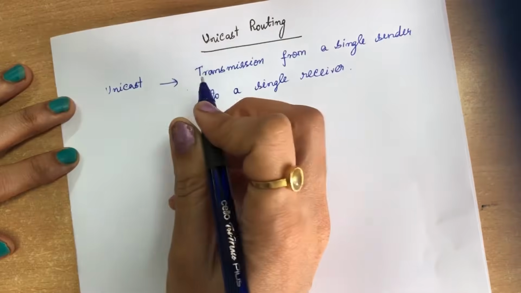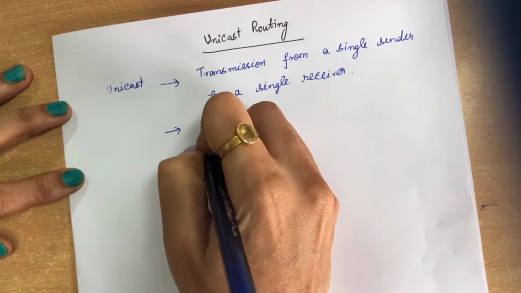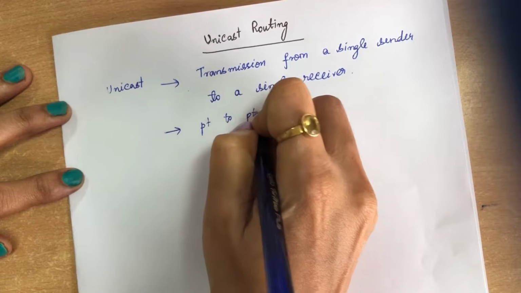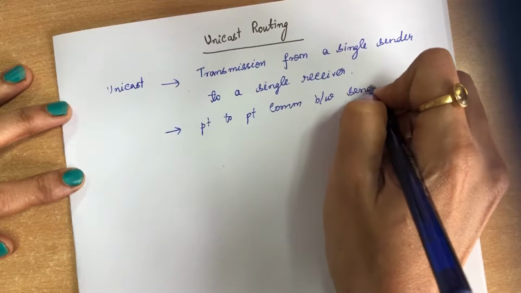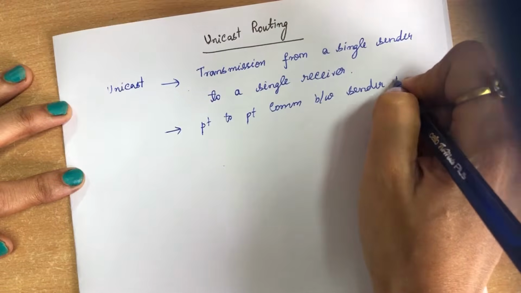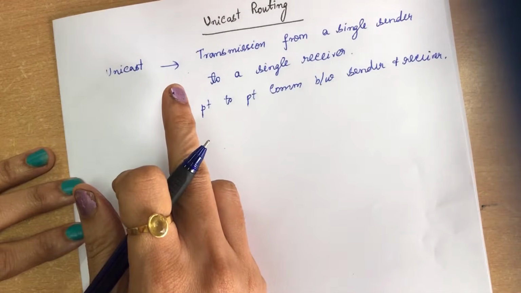Okay, so we can say it is a point-to-point communication between a sender and the receiver. Okay, this is your unicast. So what do you mean by unicast routing?